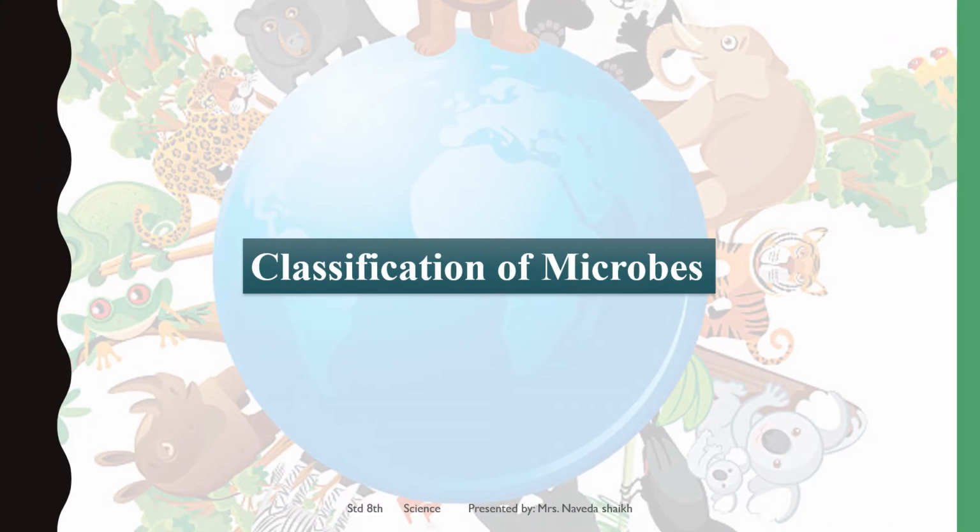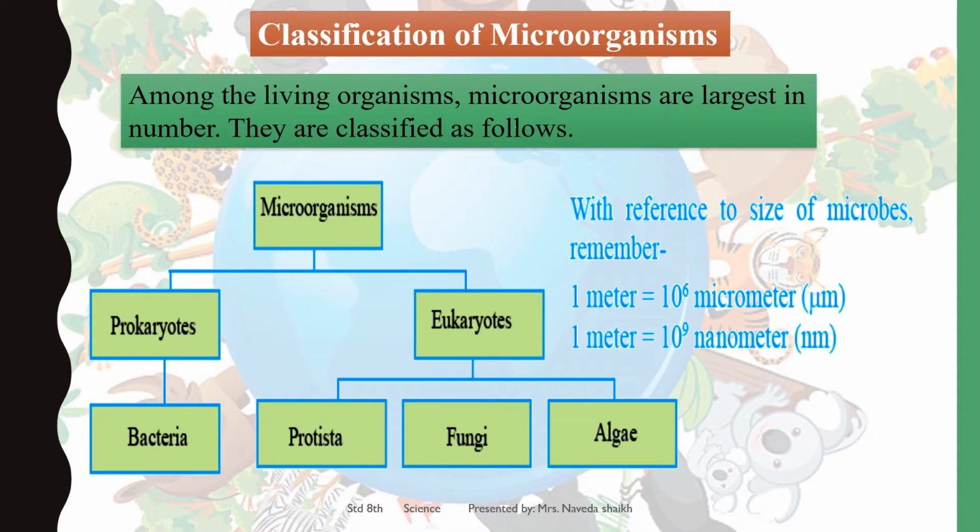The next important topic for today is classification of microbes. Now, when we talk about microbes, the very first thing that comes to mind is microorganisms. Among all the living organisms that exist, microorganisms are largest in number and they are classified as follows. Microorganisms are of two types, prokaryotes and eukaryotes. Prokaryotes means the primitive ones, which are unicellular, and bacteria come under it. Whereas eukaryotes have three subdivisions, that is Protista, fungi and algae.